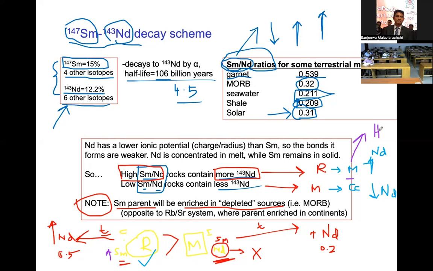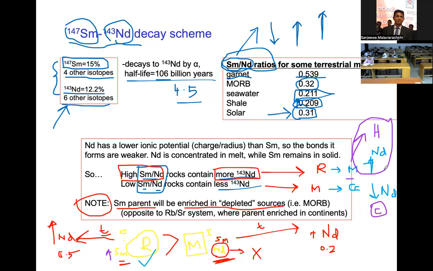Remember, in the rubidium-strontium isotopic system, if something is depleted, what did we mention? Low strontium isotopic ratios, right? That's why the mantle had low strontium isotopic ratios. But the samarium-neodymium isotopic system is opposite to the rubidium-strontium system. If you want to say something is depleted, you have to see high neodymium isotopic ratios. If neodymium isotopic ratios are low, that means it is enriched. So the continental crust will be enriched in the neodymium system, and that means you will have a low ratio.